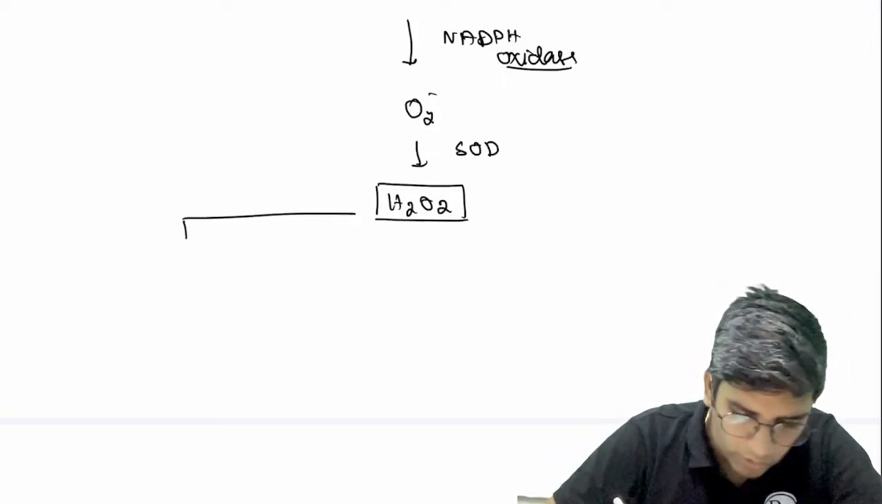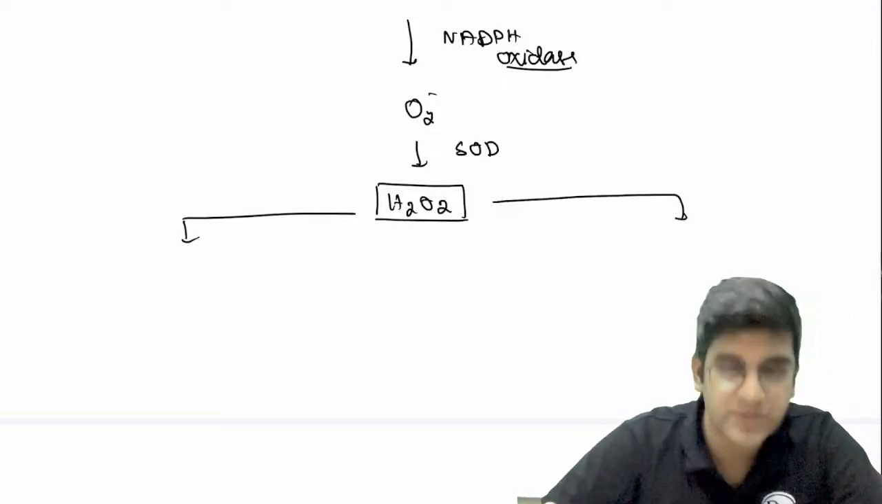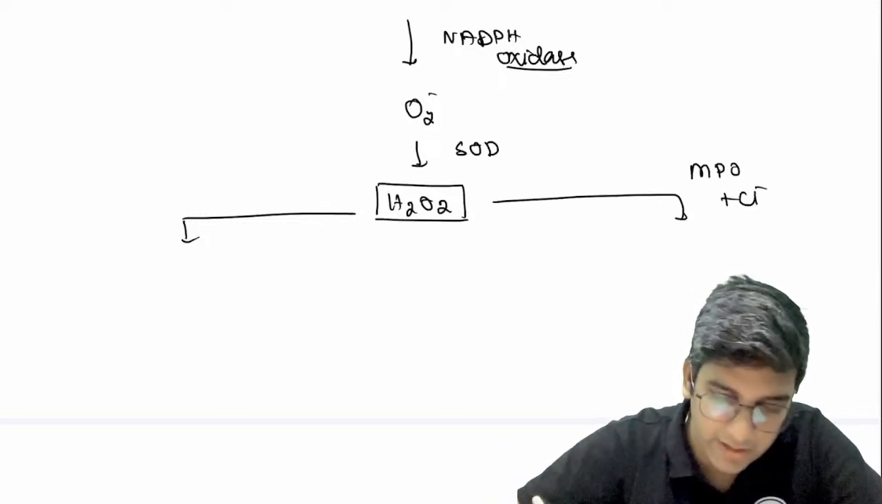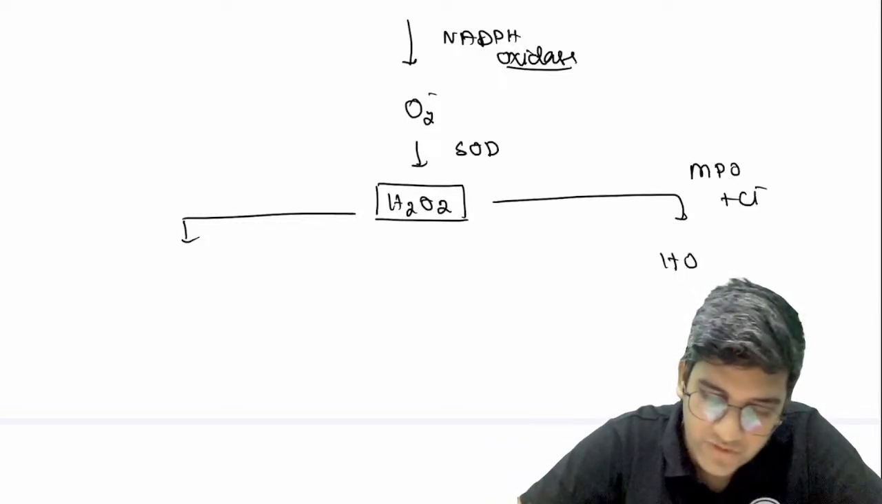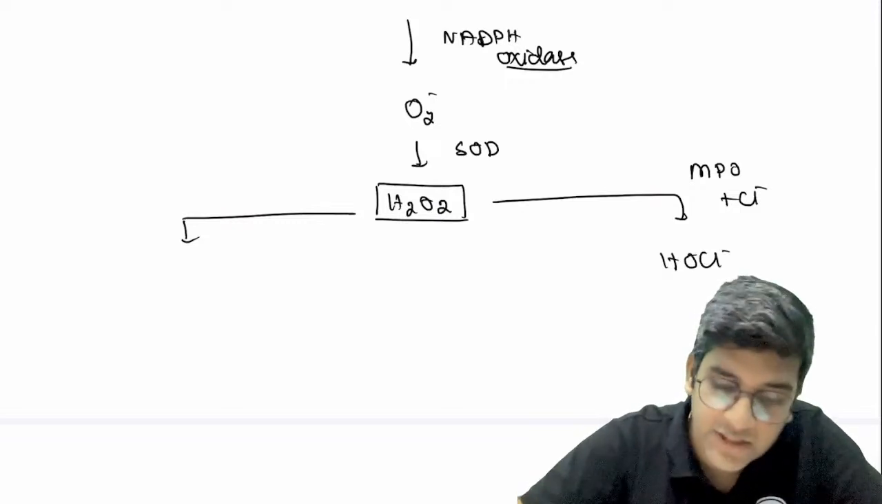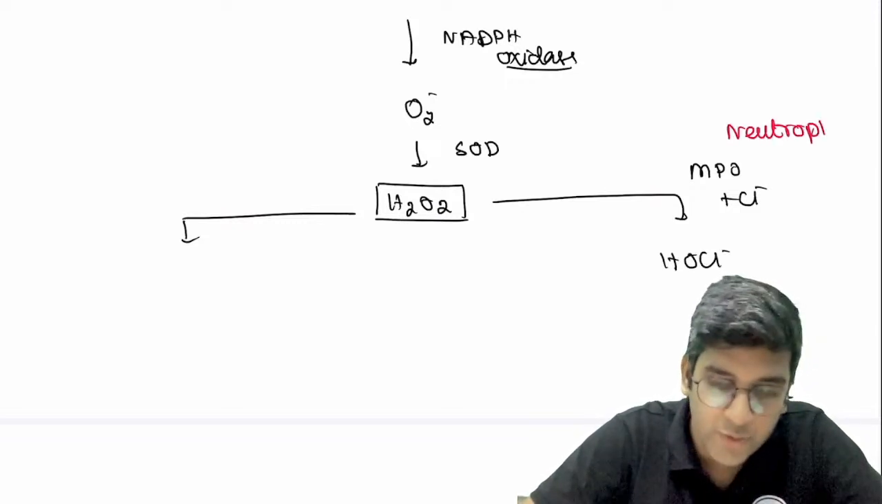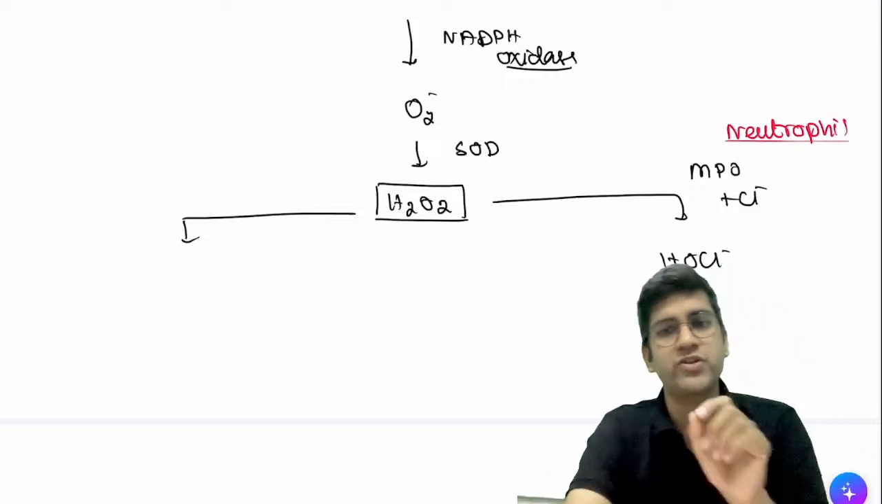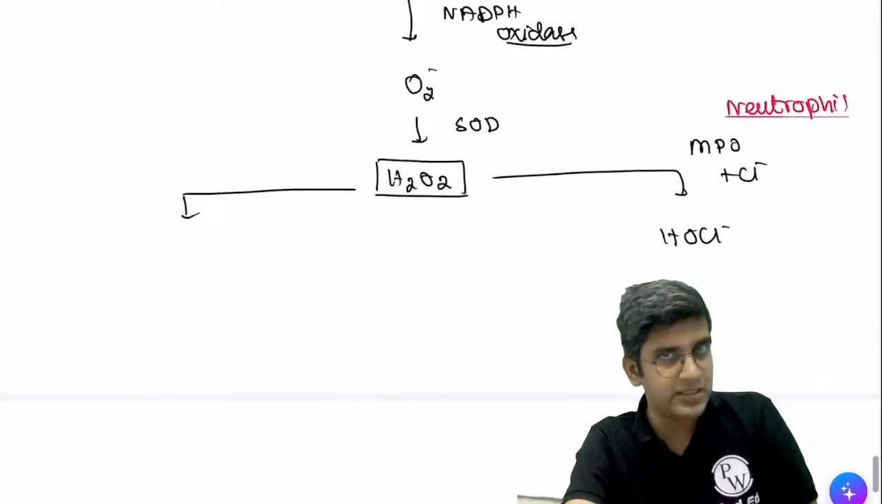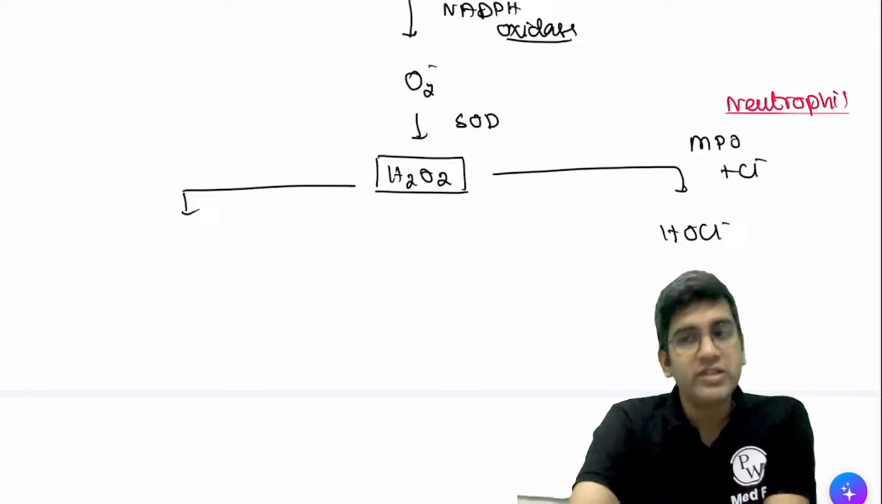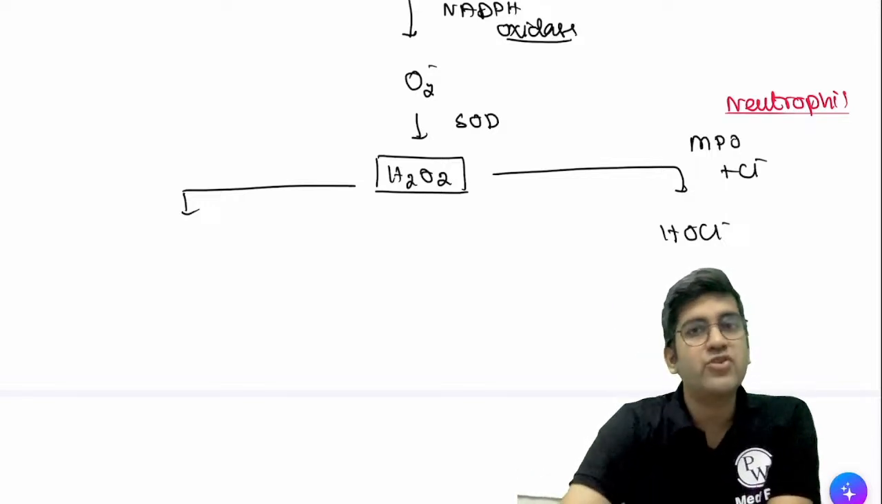This is a very, very important turning point. This has two outcomes. Based on the enzyme MPO and chloride ion, it produces something called HOCl minus. This happens primarily when the WBC is a neutrophil. Neutrophil has the maximum quantities of MPO. I'm not saying eosinophil doesn't have it, basophil doesn't have it, but neutrophil has the maximum quantity. So as neutrophils are coming in plenty, I'll produce HOCl.